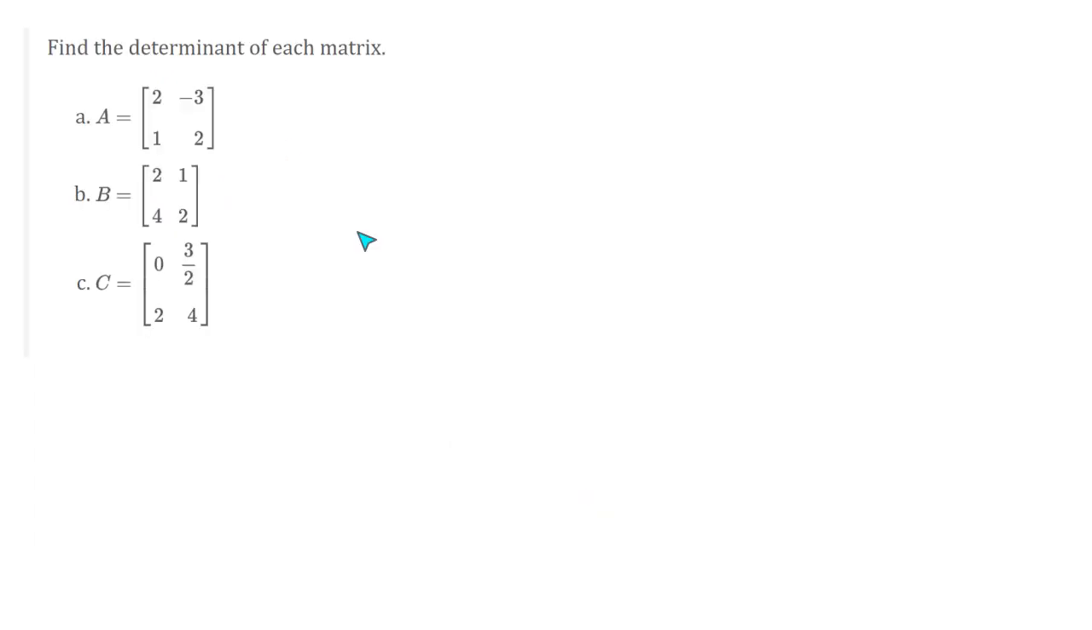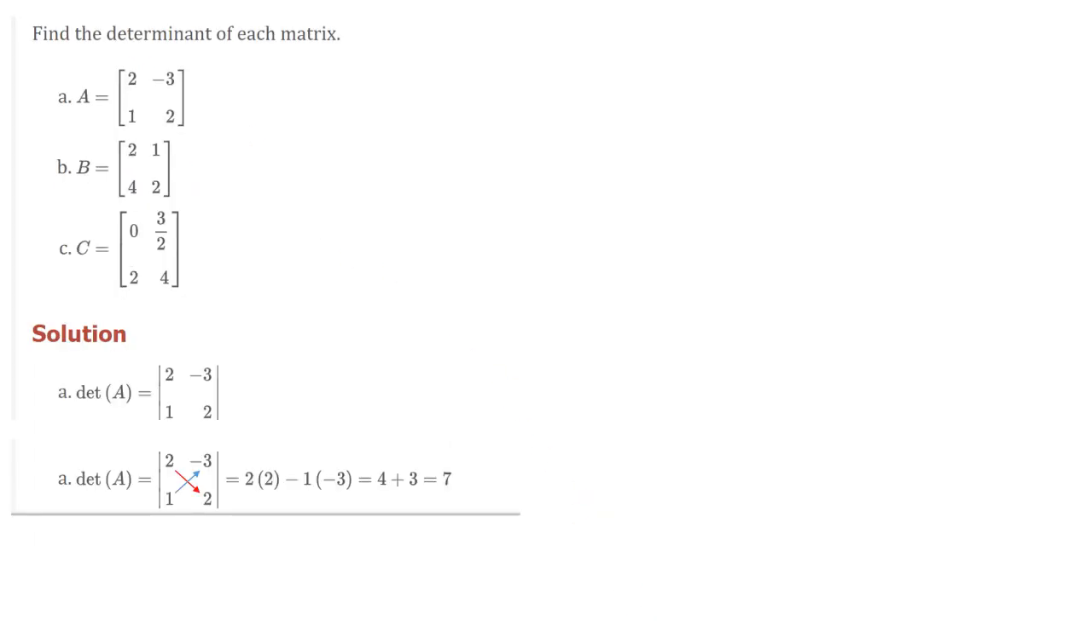So let's look at an example. Find the determinant. So for A, if I want to find the determinant of A, instead of my brackets, I change it to vertical lines. And then I'm going to multiply 2 times 2 and negative 3 times 1. So 2 times 2 is 4. Negative 1 times negative 3 is positive 3. And then we get 7. So my determinant is going to be 7.